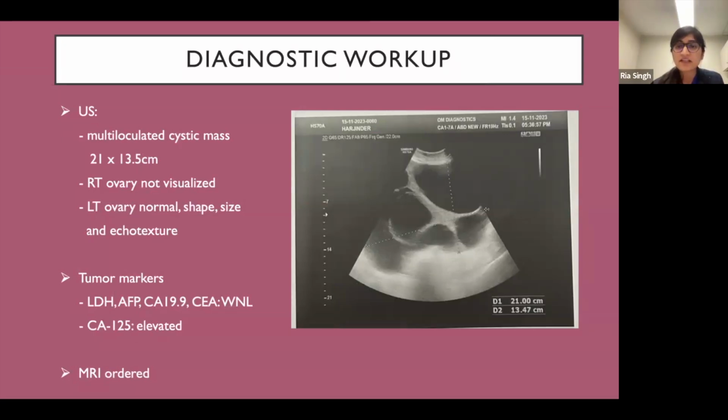Then, since the patient presented with this relatively recent onset of abdominal pain, and we are observing an abdominal pelvic mass on the ultrasound, the differential diagnosis at this point included maybe an ovarian cyst, an ovarian tumor, or maybe a uterine tumor or a uterine fibroid. As a result, tumor markers were evaluated. LDH, AFP, CA 19-9, CEA were all found to be within normal limits. However, her CA-125 was found to be elevated. Concerned about the possible etiology of the mass and possibly it being malignancy, an MRI was ordered.